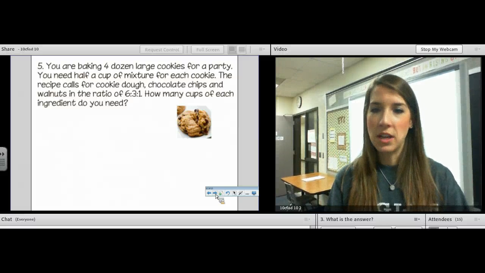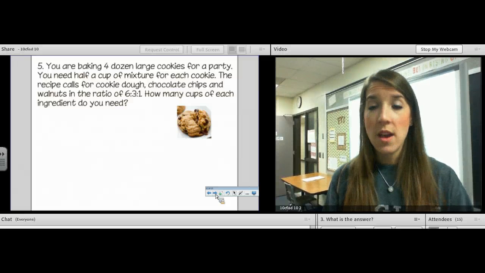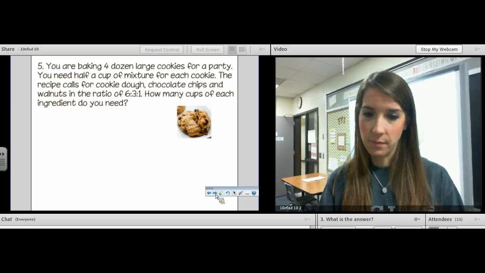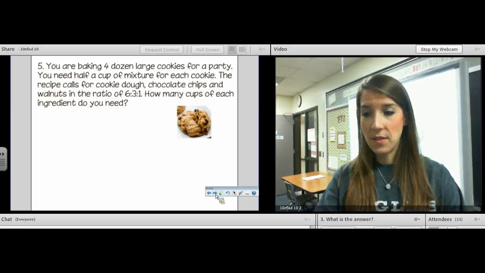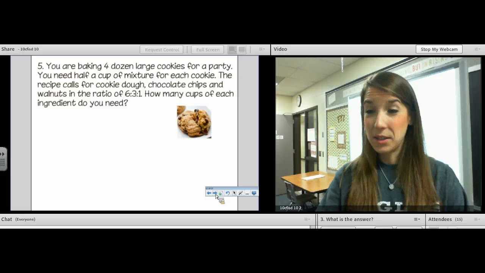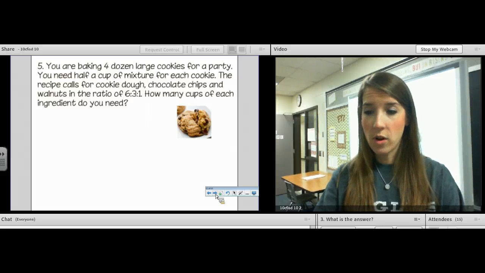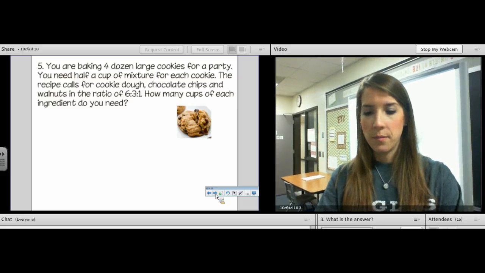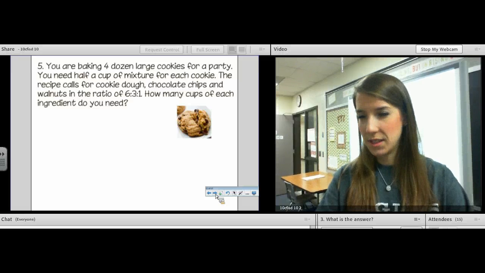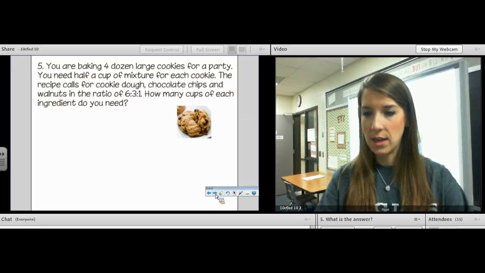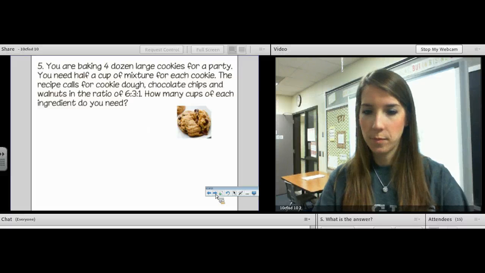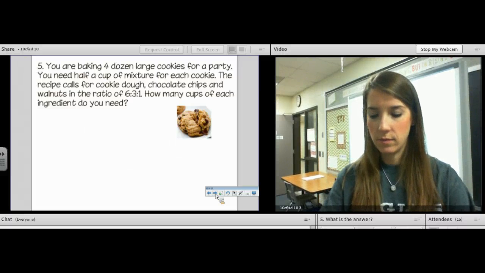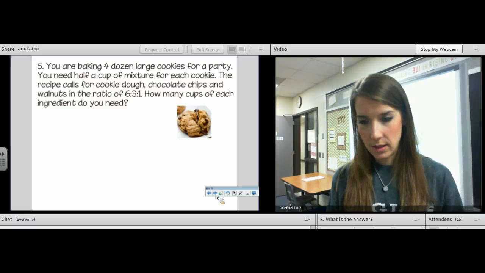The recipe calls for cookie dough, chocolate chips, and walnuts in the ratio of 6 to 3 to 1. How many cups of each ingredient do you need? I'm going to give you a few minutes to think about it. Your answers are going to be ugly, so I will warn you of that. You can put them as a fraction or as a decimal. I like fractions better, but in this one a decimal would be a more real-world application. But I'm just going to let you think about that.